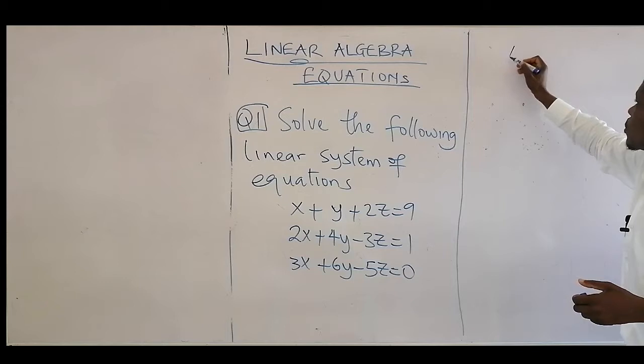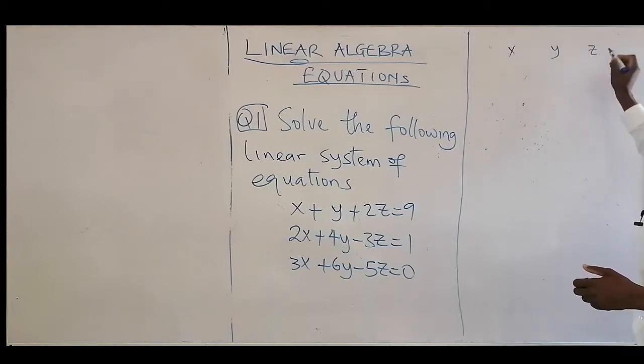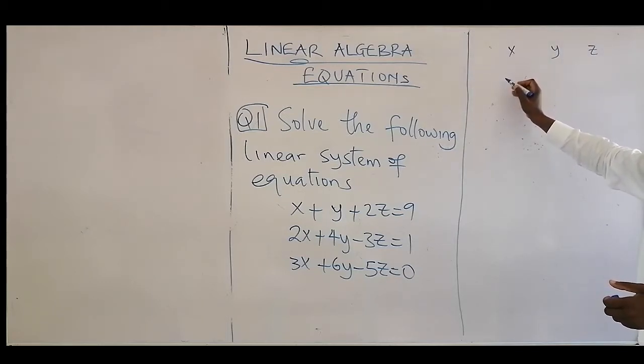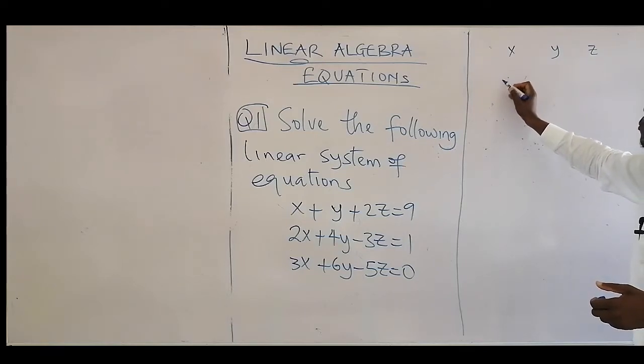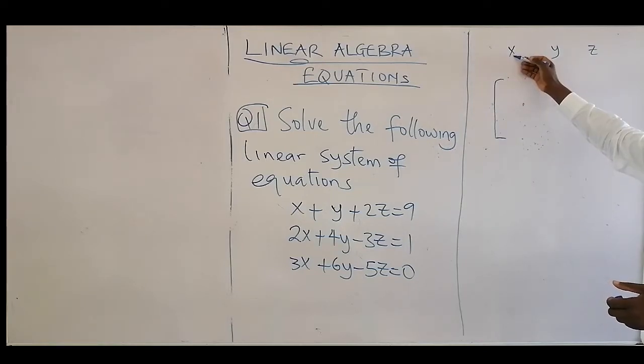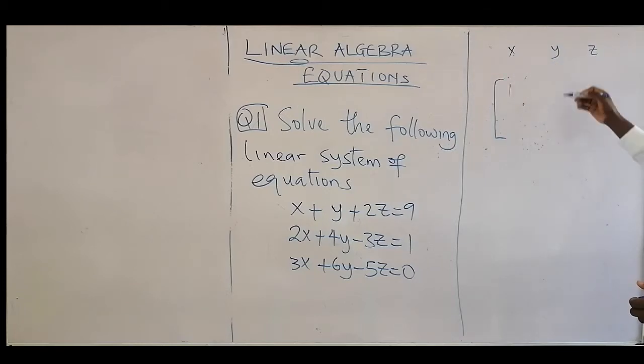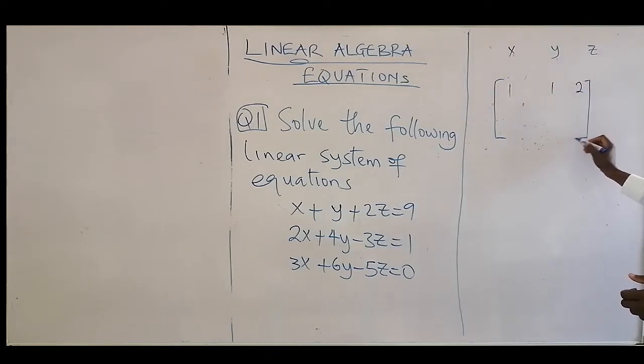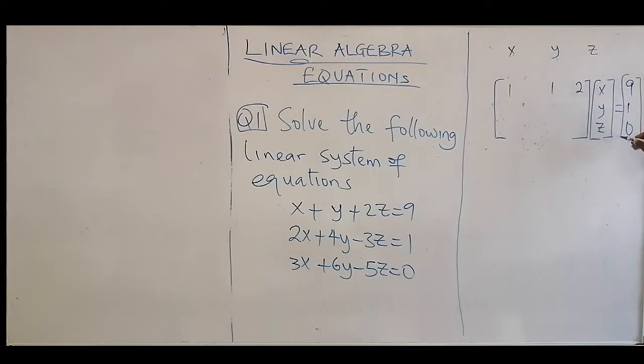So what we do is that we have x, y, z. We're going to write the coefficients of those variables. For the first equation, the coefficient of x is 1. Coefficient of y is also 1. For z is 2. And don't forget to put your x, y, z by the side, equal to what you have here, 9, 1, 0.